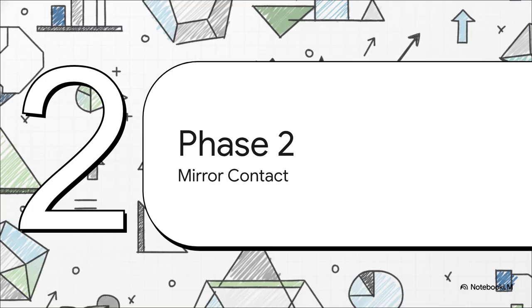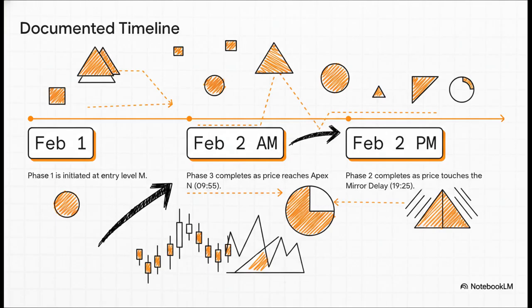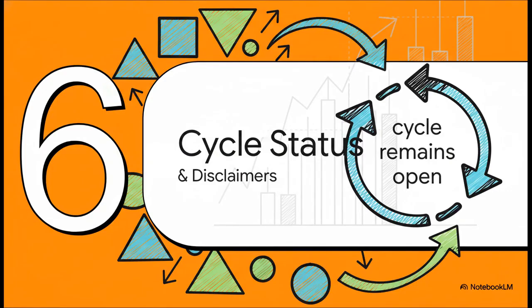Okay, so with Phase 3 in the books, the next event in the log is actually Phase 2. Let's take a look at what that involved. Later on that very same day, February 2nd, the chart shows the price reaching up and touching the mirrored delay line. The point of contact is documented right at the 6,997 level. You know, this timeline really helps clarify that unusual sequence of events. Phase 1 kicks everything off on February 1st. Then, on the 2nd, Phase 3 is completed in the morning, and that's followed by Phase 2 completing later in the evening. So, all of that brings us to the current status of this documented cycle.